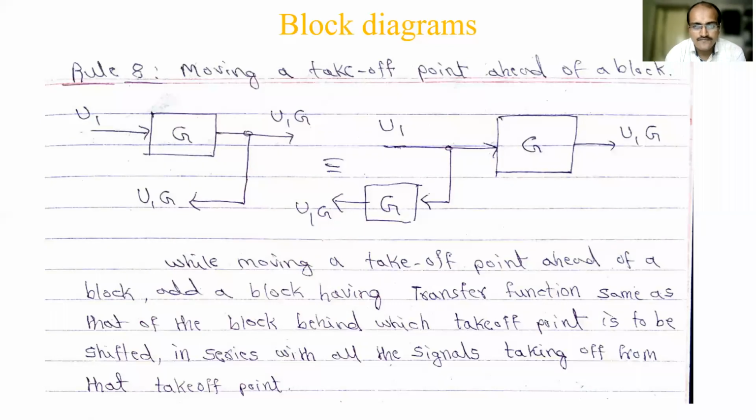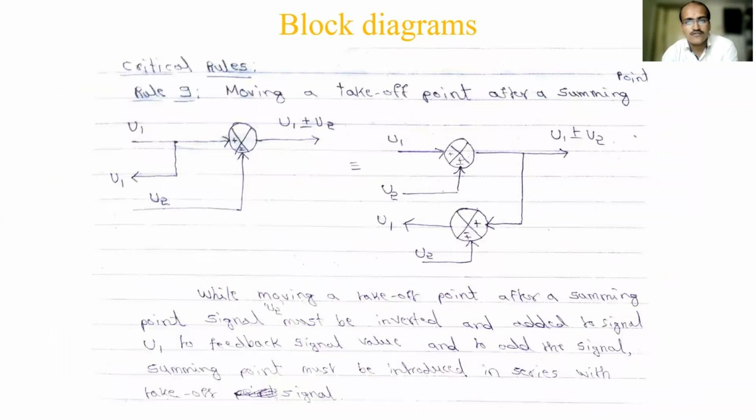So you write down that. I think you have written it down. I gave the notes yesterday, so it's there in that. If you have not written it down, write it down. Next rules are called critical rules. I will just mention them. Moving a takeoff point after a summing point.